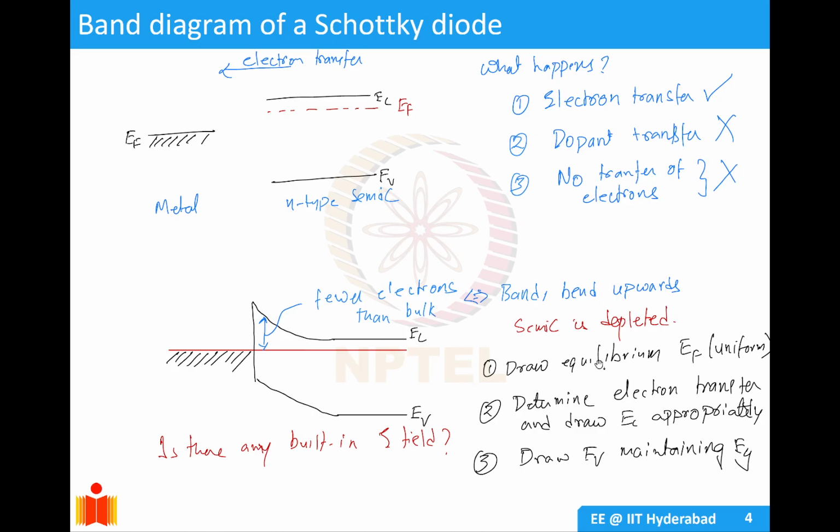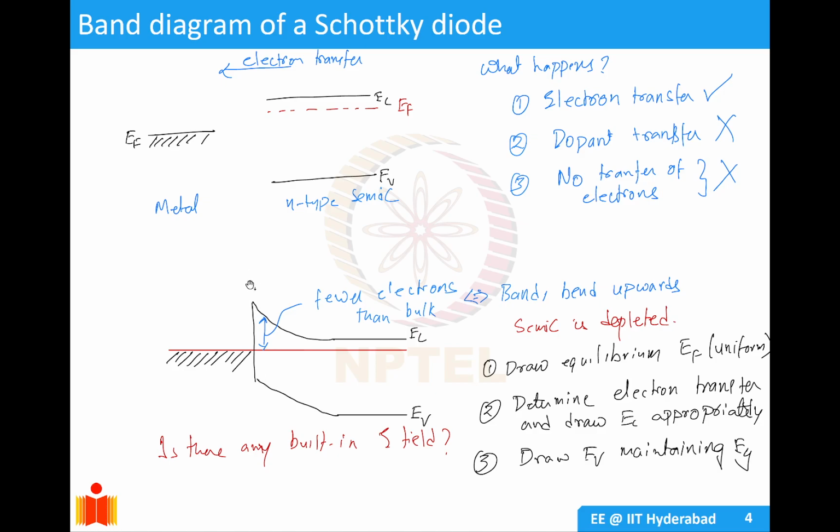So the method to draw the band diagram for this is, first you draw the equilibrium EF, which is uniform. So you first draw this EF line. Then you determine electron transfer, so whether electron transfer will be happening from here to here or here to here, and accordingly you draw EC. The easier method would be to draw the vacuum level, and you keep the vacuum level at the contact the same.